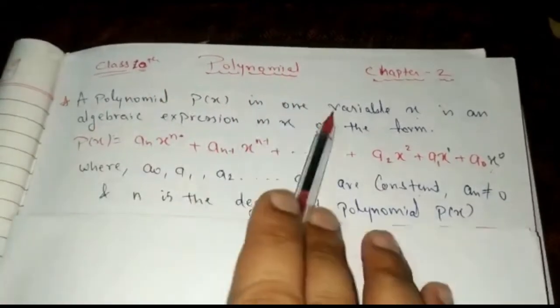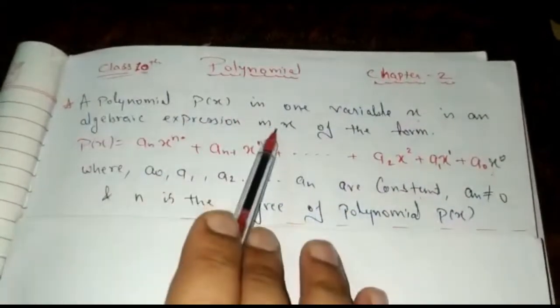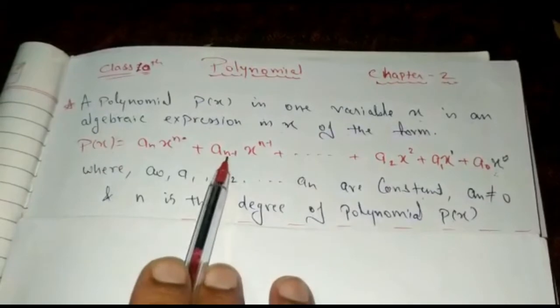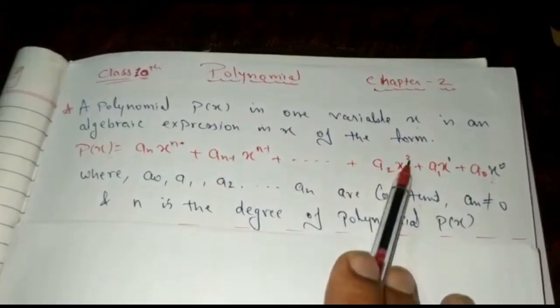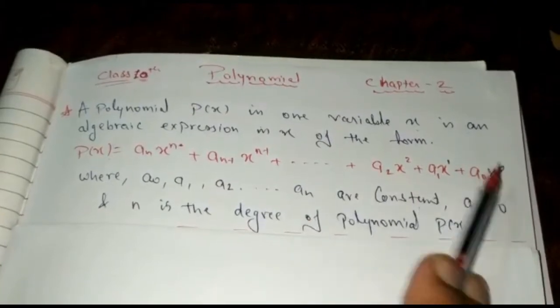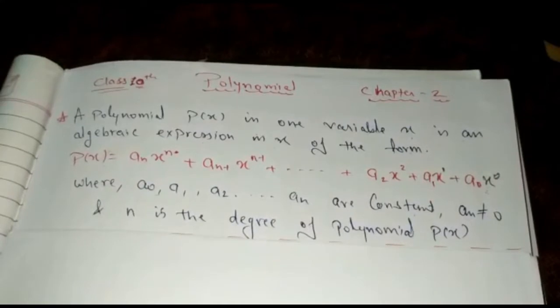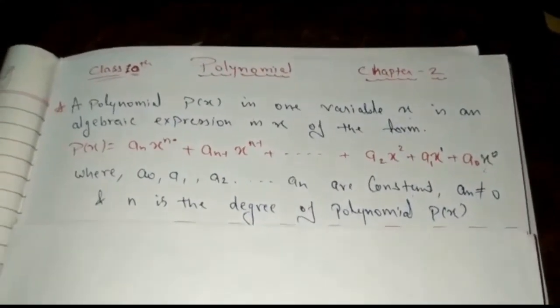A polynomial p(x) in one variable x is an algebraic expression in x of the form p(x) = a_n x^n + a_(n-1) x^(n-1) + ... + a_2 x^2 + a_1 x + a_0 x^0. So this is the basic equation of a polynomial in the form of the nth term.